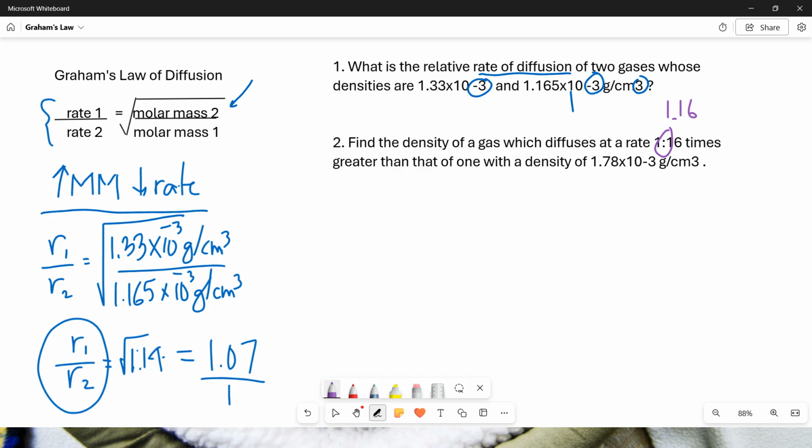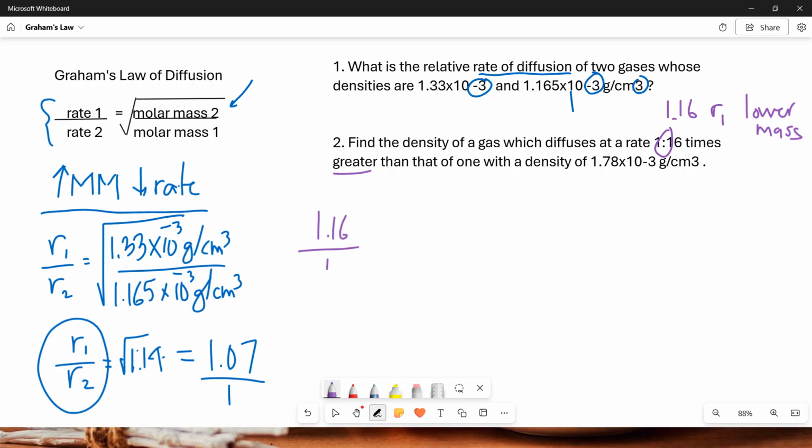And that's going to be gas 1. So I'm going to say this is the rate of 1. And since it's greater, it should have the lower mass. And we will find that out when we solve the problem. So let's go ahead and set this problem up. Okay, so if gas 1 is 1.16, the other one is going to just be a 1. So if I divide that, it's still 1.16.